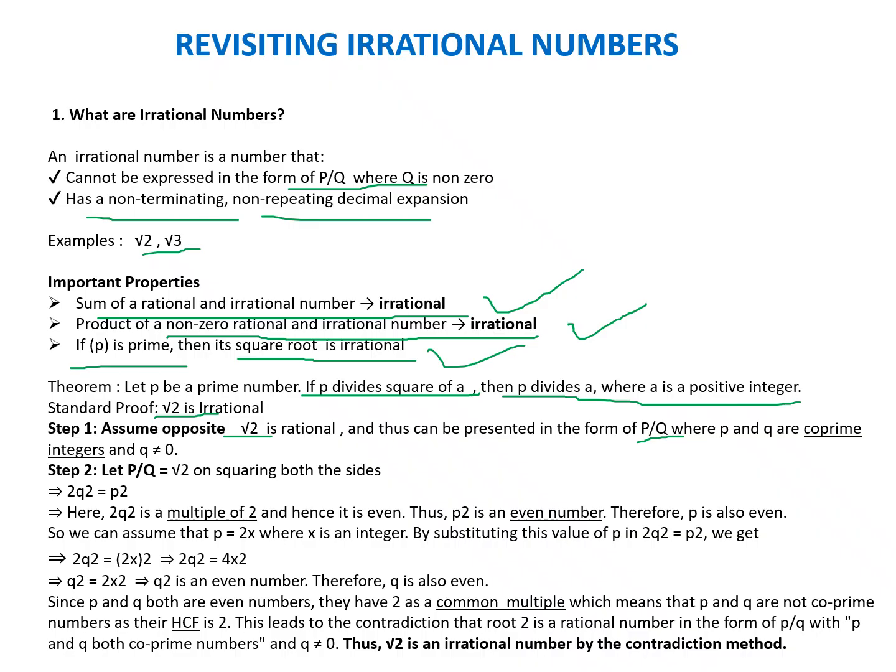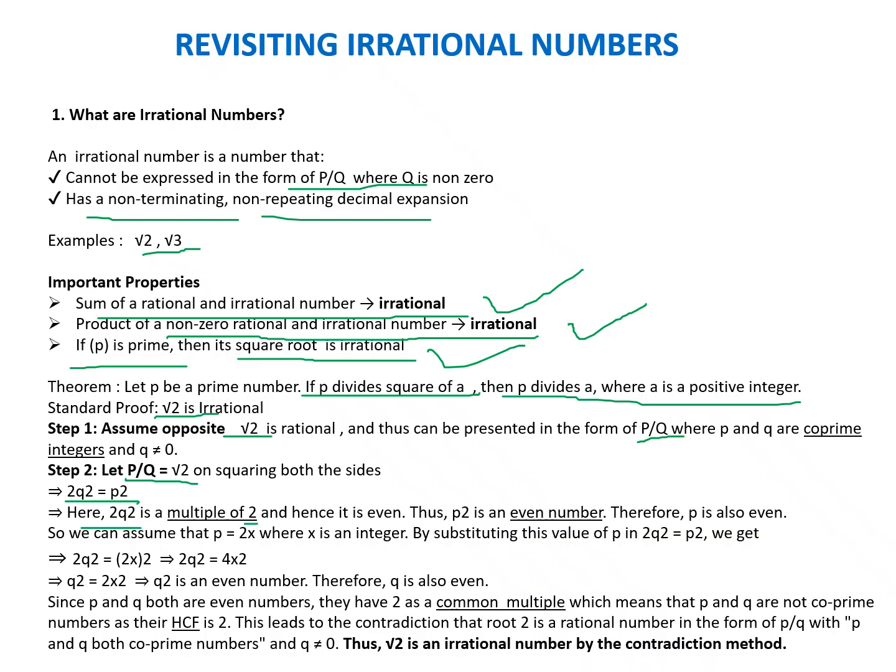So step 2, what we'll do, we say that let p by q is root 2, and what we are saying on squaring both the sides. So on squaring both the sides, we are saying that p square by q square becomes 2, and then we'll multiply 2 with the q square, then we have 2q square is equal to p square. This is simple.